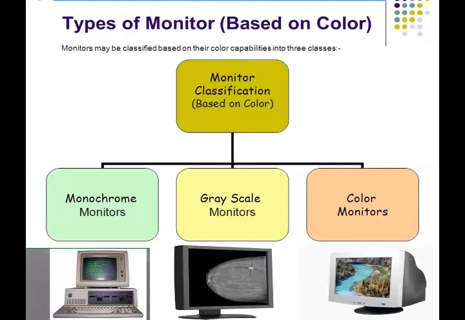Dot pitch. Dot pitch is the amount of space between each pixel. The smaller the dot pitch, the sharper the image. Convergence. Convergence is the clarity and sharpness of each pixel.